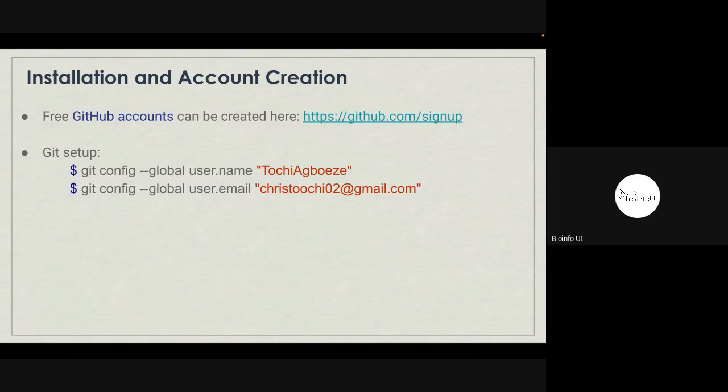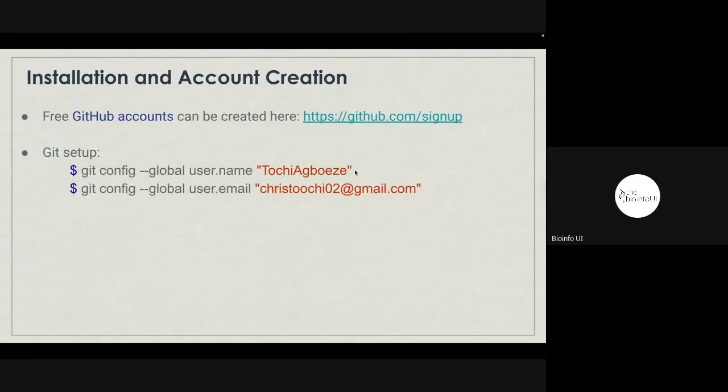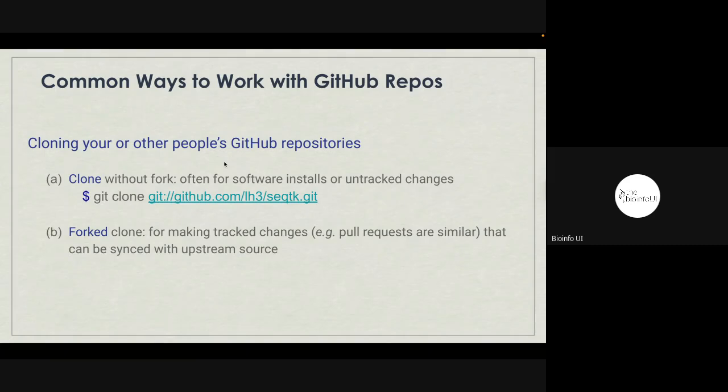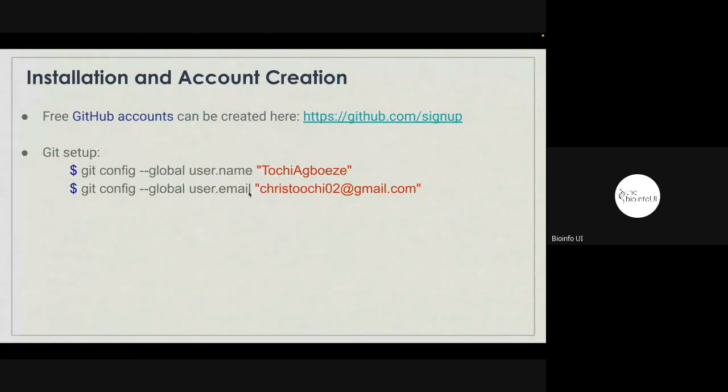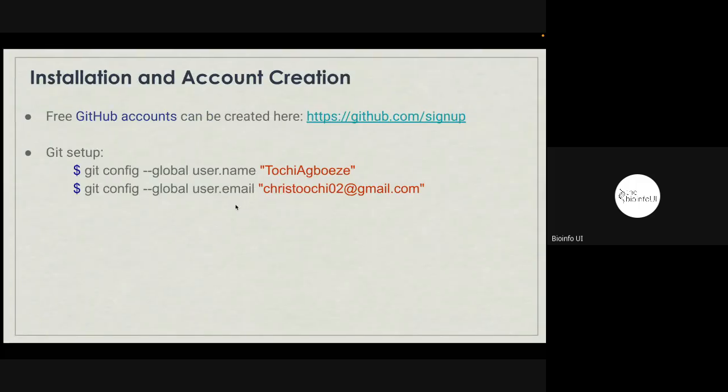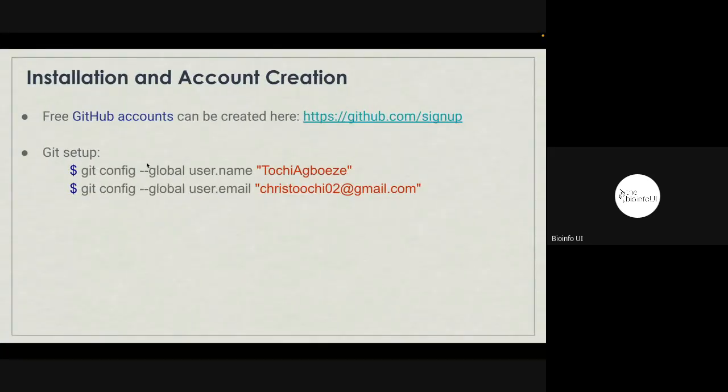Once you have that, you can come back to your terminal to set it up. Once you've installed Git, you can always check the version of Git you have. I have version 2.46. So that's the version I have. Once you have Git installed, you can now set it up.